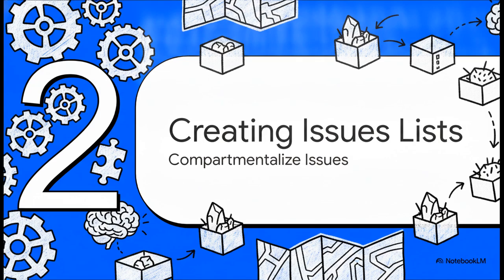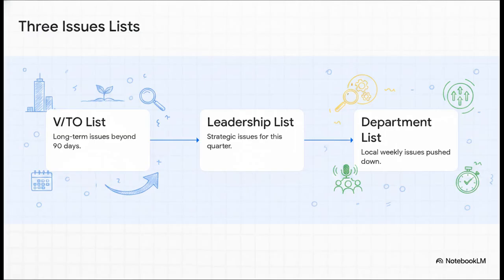Section 2. Creating your issues lists. Compartmentalize your obstacles. To build this discipline of keeping everything out in the open, you've got to compartmentalize your problems. Not every issue belongs in the same meeting, and treating them like they do is a surefire way to burn out your team. You really need 3 distinct lists. Step 1 is your Vision/Traction Organizer, or VTO list. Think of this as the parking lot for long-term issues, stuff that can wait beyond 90 days, like a future office move or a new product idea.